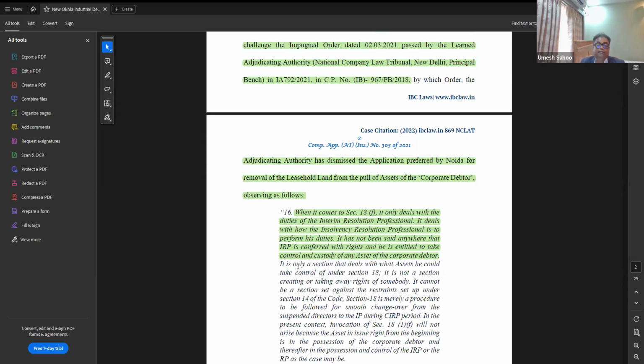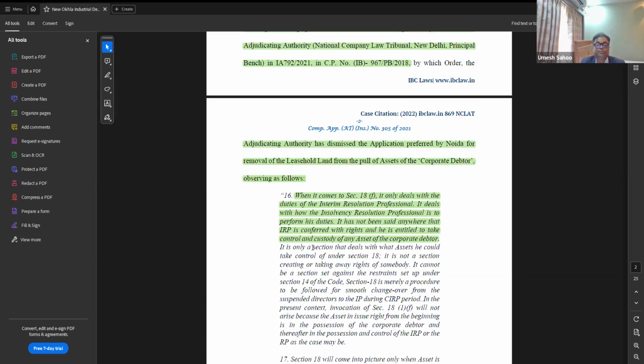His stand is that Section 18F only deals with the duties of the intermediary. It deals with how the insolvency professional is to perform the duties. It has not been said anywhere that the IRP is conferred with the right to take control and custody of the assets of the corporate debtor. It is only a section that deals with the duties; it is not a section creating or taking away the right of somebody. Okay, no problem. He is saying it is a duty, it cannot take away anyone's right.